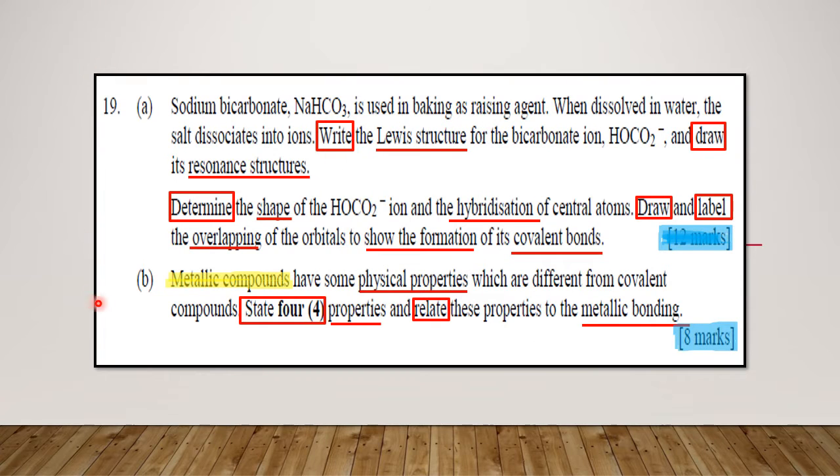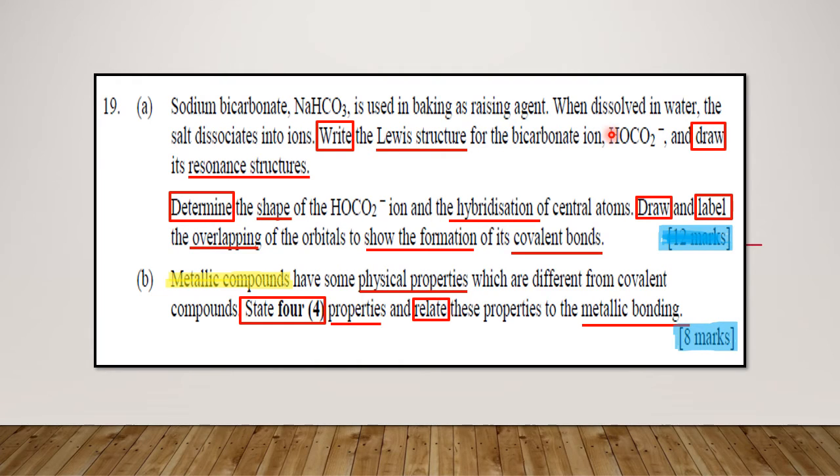Okay, this is question 19, chapter 4. Before I start the video, I already boxed the words and underlined the keywords. So the first one, sodium bicarbonate, is actually just information, no point. And the second is also information. But here, the word ion in the second point already gives you the key. So write the Lewis structure for the bicarbonate ion.